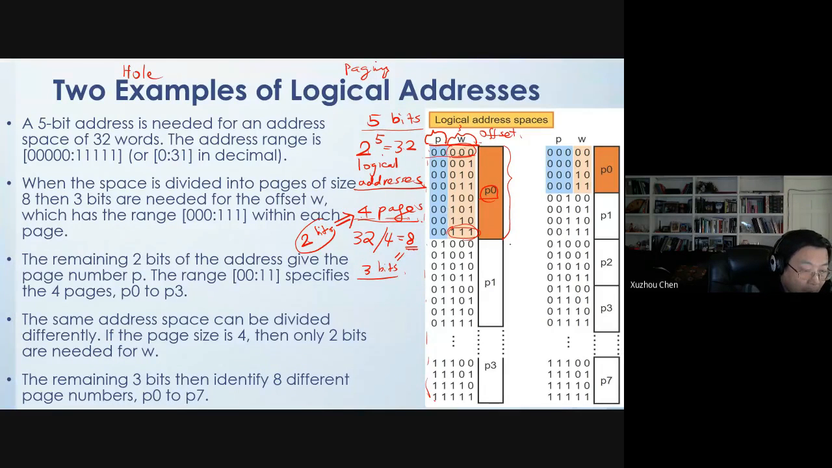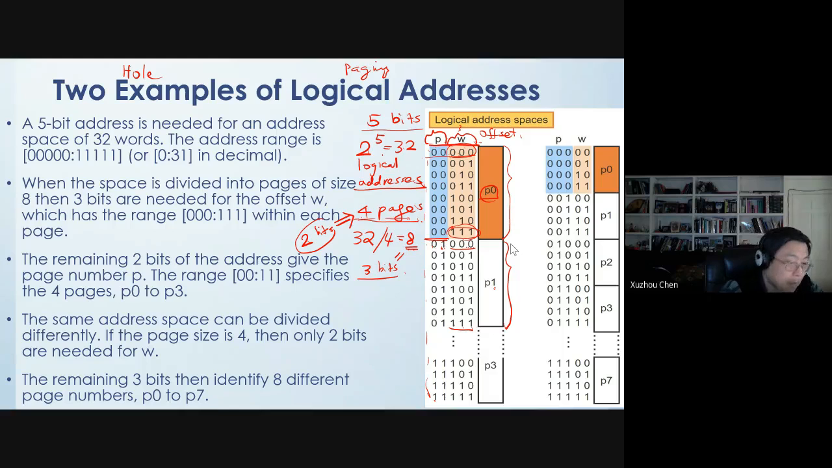Now same thing with the second page, page 1. The first 2 bits represent the page number 0, 1. And then this is the offset, starting from 0, 0, 0 and ending with 1, 1, 1. That's always the scenario. That's one configuration.